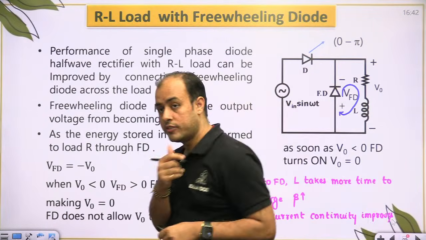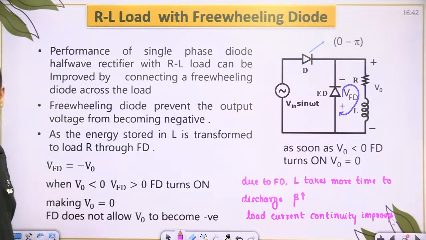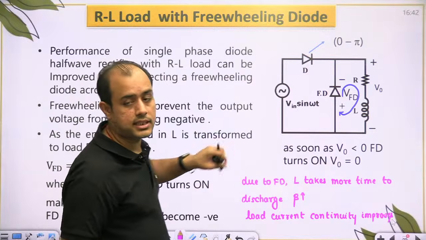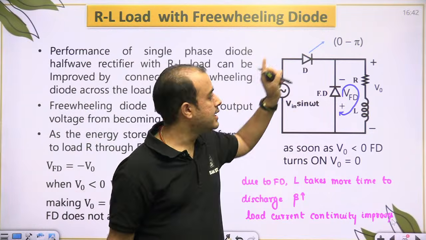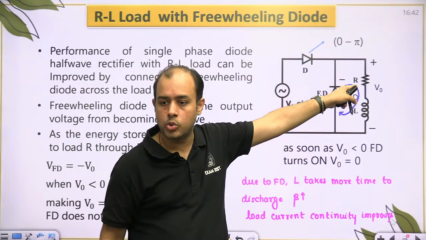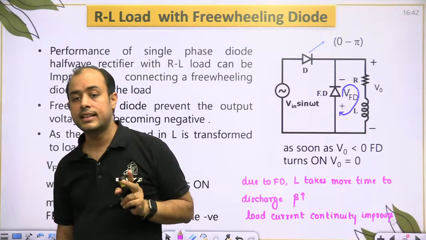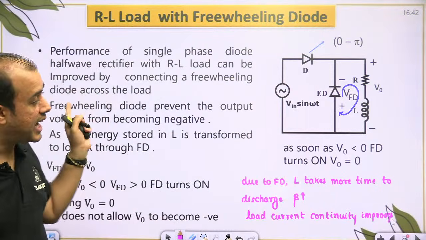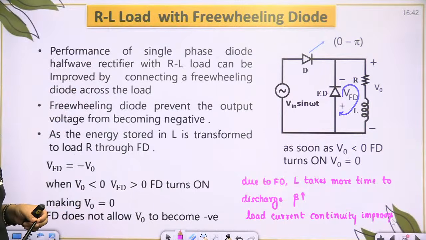Okay, continuity of the load current will improve. Is that clear to everybody? So earlier the inductor was releasing the stored energy in two forms, dissipating as heat through R and returning the energy to the supply. इंडक्टर की एनर्जी दो जगह खप रही थी, सप्लाई में भी जा रही थी और आर में भी. Now it will only discharge via R.